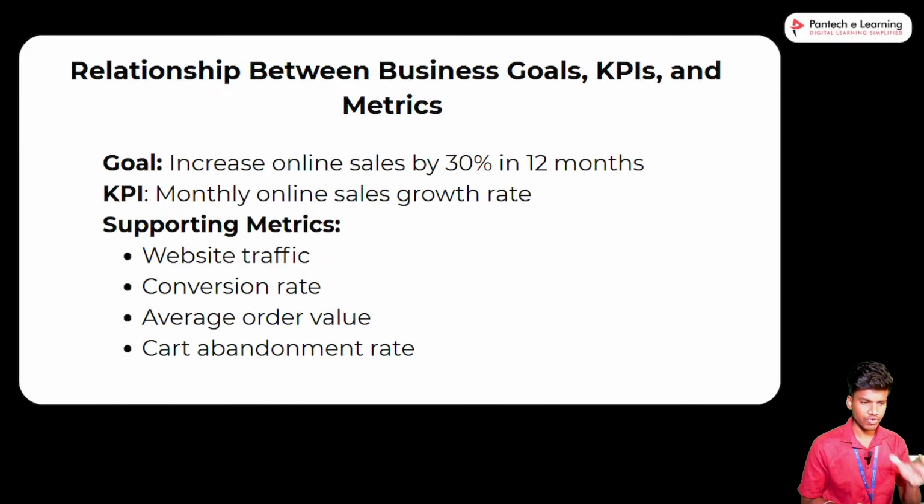Just an example for that. First the goal is to increase online sales by 30% in 12 months. And the KPI is monthly online sales growth rate. So over 12 months, we analyze each month how much the online sales growth rate is. Measuring this is important, and the KPI will find this out. Then the supporting metrics: website traffic, conversion rate, average order value, or cart abandonment rate. These supporting metrics classify the factors. First thing, the website traffic.